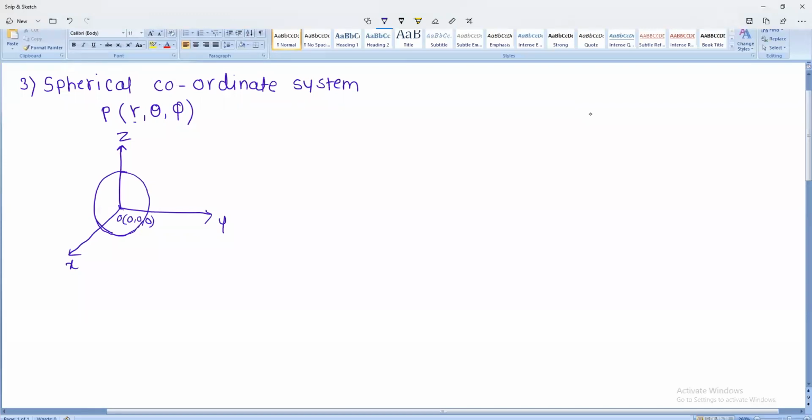Everyone knows a ball. Just imagine that ball. Now take the center of that ball, that is the sphere. Then the radius of the sphere is from the center of the sphere to the surface of the sphere. That is nothing but r.